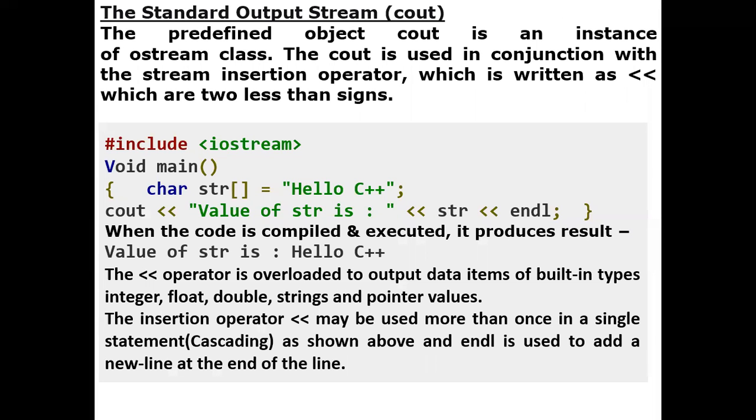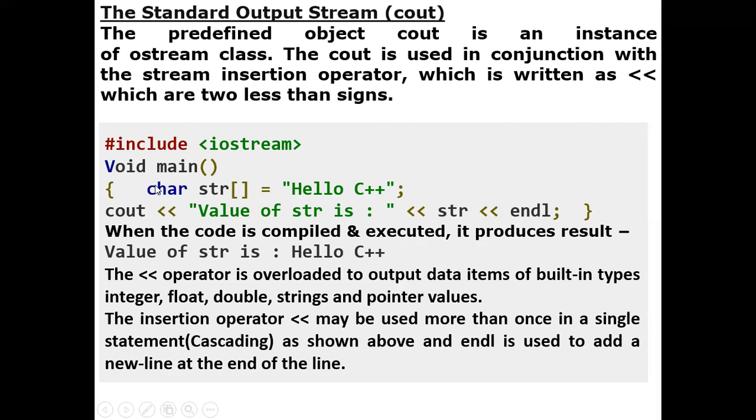Now, the standard output stream is cout. We can see the use of this predefined object cout. It is an object of the ostream class, and cout is used in conjunction with the stream insertion operator, the less than sign. The insertion operator inserts the value of a variable or messages to the standard output, meaning the screen.